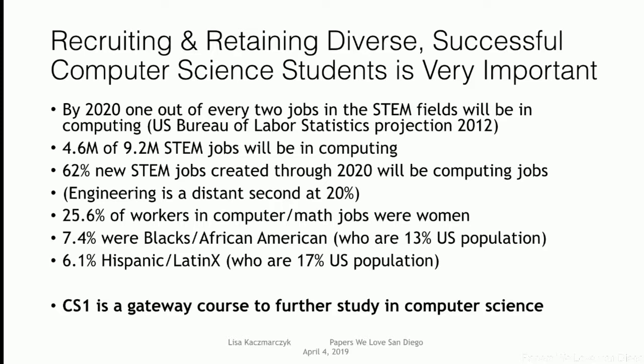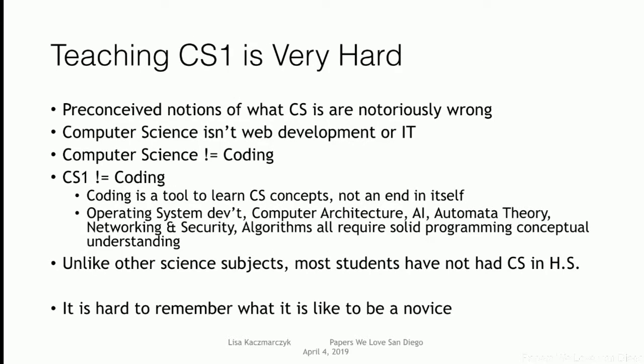CS1, which is an acronym that refers to the introductory computer science course, is the gateway to studying computer science. And it's hard. This has been hard for as long as computer science education has been around. It's always particularly hard for a lot of reasons, some of them very unique to computer science per se. There's a lot of preconceived notions out there that people have about what computer science is, and they're very often wrong. Computer science isn't web development. A lot of people think, oh, computer scientists, they do web development. If you're going to study computer science, that's what you're going to learn.